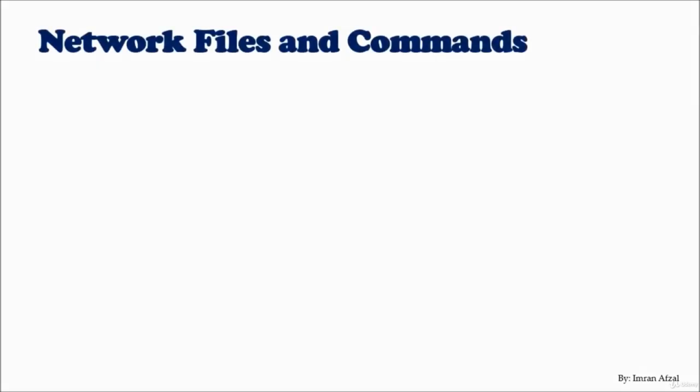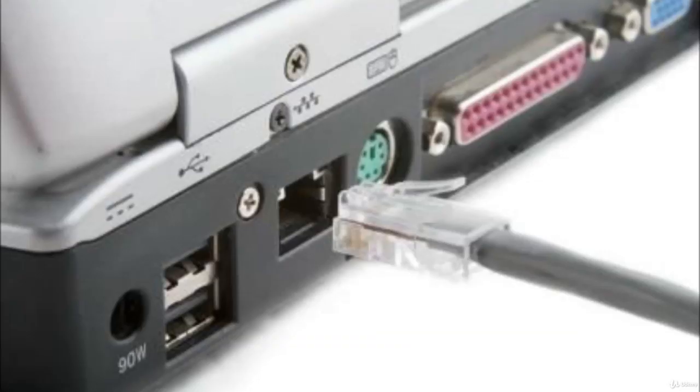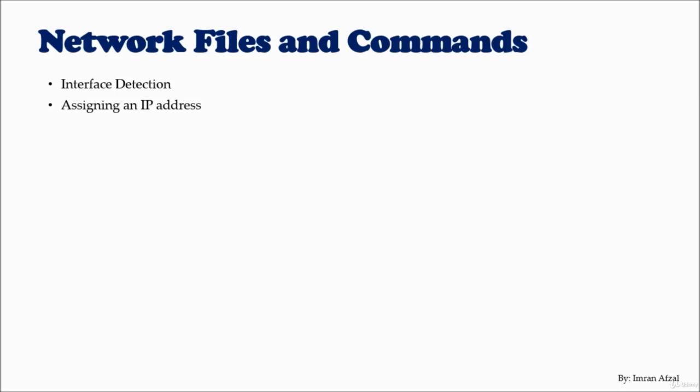Network files and commands. There are many network files and commands that need to be used in order to configure your machine and bring it online, or bring it to the network so it can communicate from one machine to another. It should have an interface detection. Assigning an IP address to the system is very important when you bring up a system and you need to have it on the network.